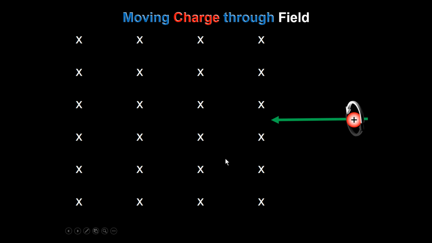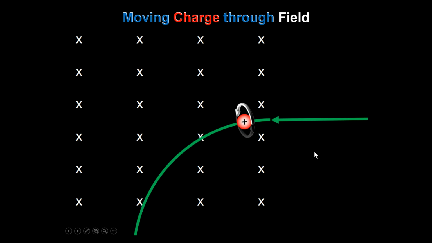All right, now we're going to complicate things just a little bit, but let me remind you just of this, that if this charge is moving, it has a magnetic field around it. That magnetic field is going to interact with this magnetic field and create a force. And that's going to make that charge curve down like this.